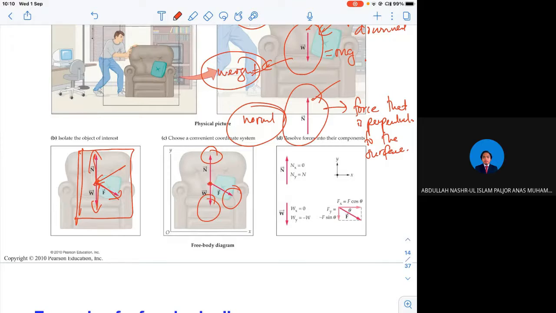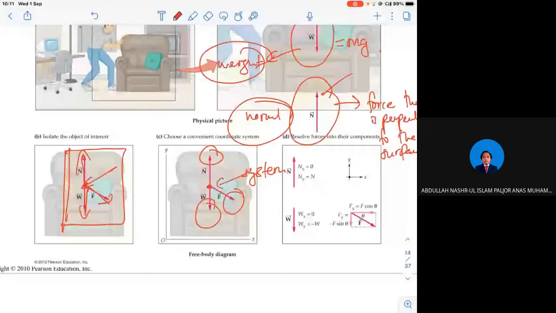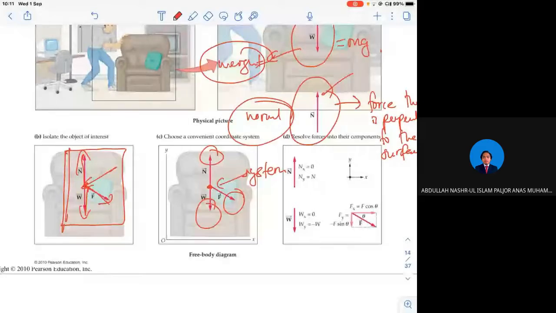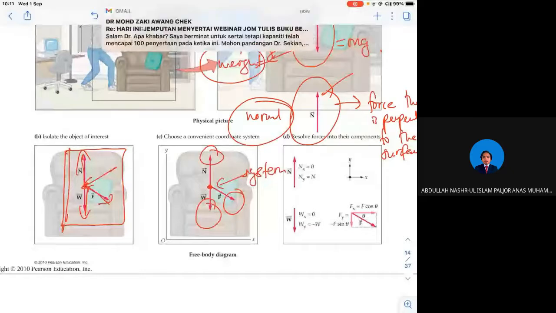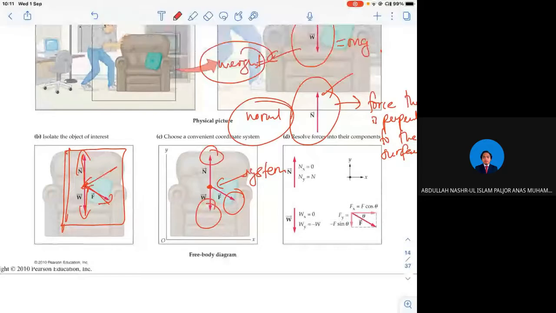Let's say this dot is your system. Okay, because that will tell you how to resolve its components in the correct way. We need to resolve every force in the free body diagram to make sure that we can sum everything with the proper axis, according to its own axis.